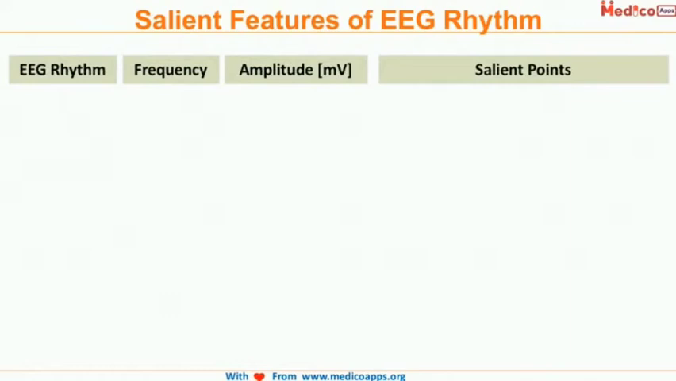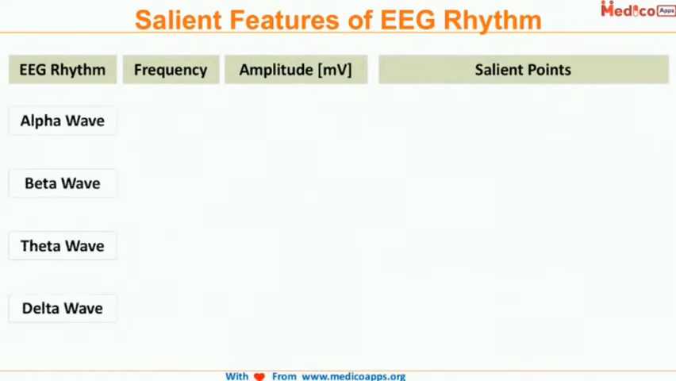Let us look at some other salient features of EEG rhythm in sleep. First, let us understand the various waves. There are 4 different kinds of waves: alpha wave, beta wave, theta wave and delta wave. Frequency for alpha wave is 8 to 12, beta is 14 to 30, theta is 4 to 7 and delta is 1 to 4. So, beta wave has higher frequency than alpha wave, theta is lower, and delta is the lowest frequency wave.